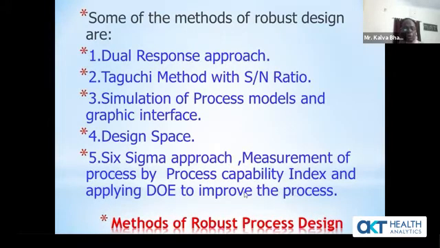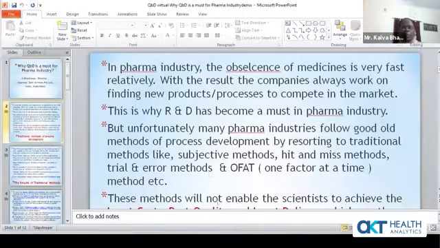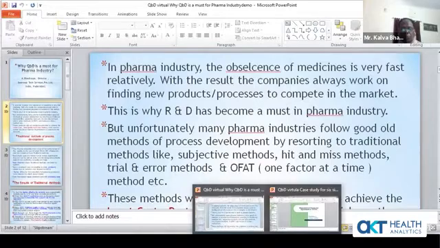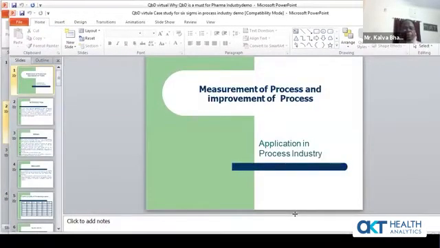So today I am going to demonstrate one application of this measurement of the process by process capability index and applying the DOE to improve the process. This is about the theoretical background of the QBD. Now we'll go for the application part of it as a case study.